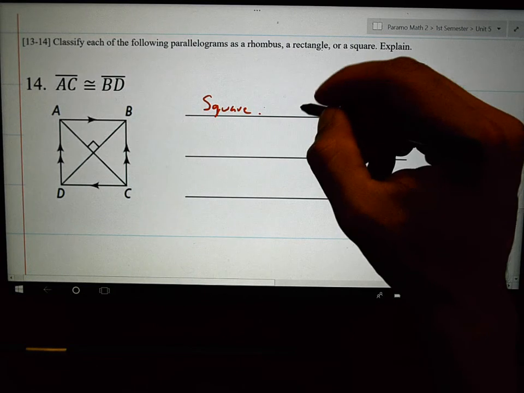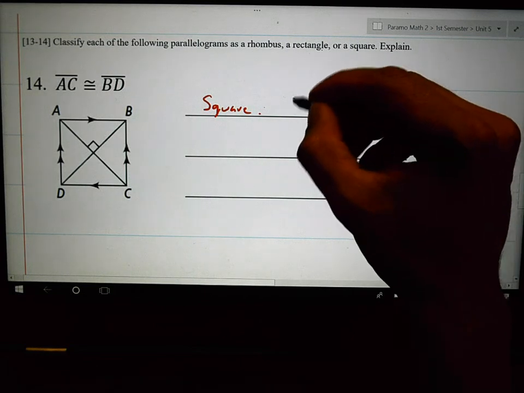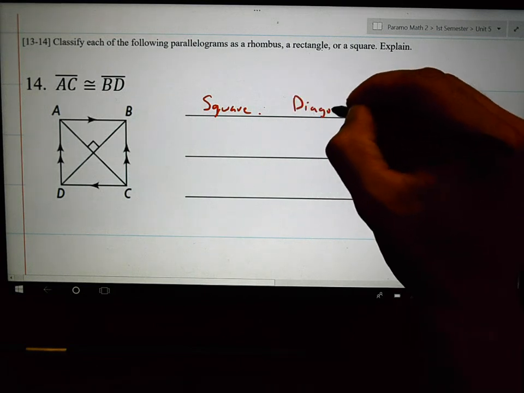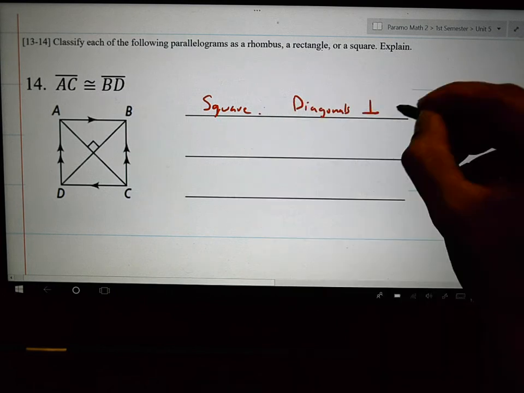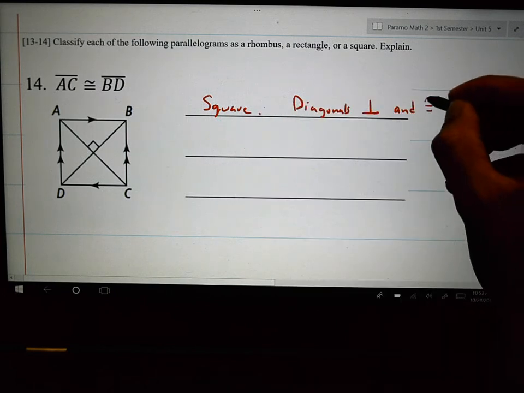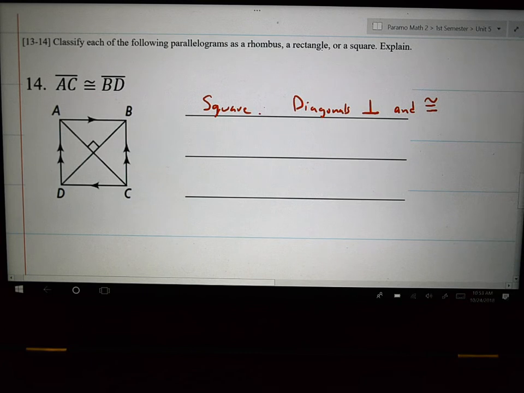And how do I know it's a square? Diagonals are perpendicular and congruent. Because they're congruent, it makes it a rectangle. Because they're perpendicular, it makes it a rhombus. The only thing that's a rectangle and a rhombus is a square.